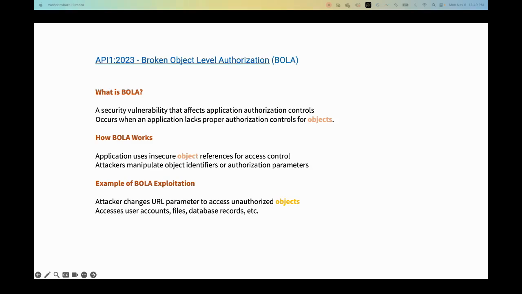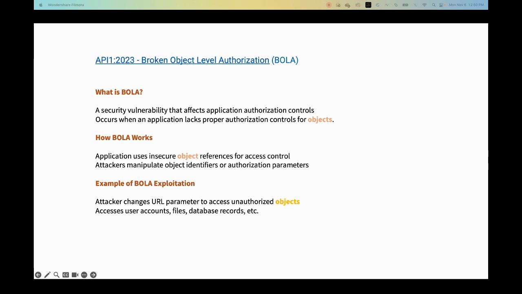In this lecture we are going to look at our first vulnerability, which is broken object level authorization, also known as BOLA. So what is BOLA, or broken object level authorization? Now this vulnerability occurs when an application lacks proper authorization controls, which allows an attacker to manipulate the access rights or permissions of an object within the system.